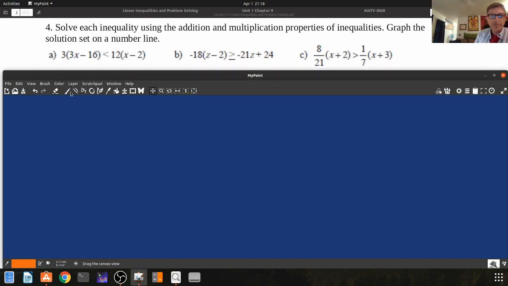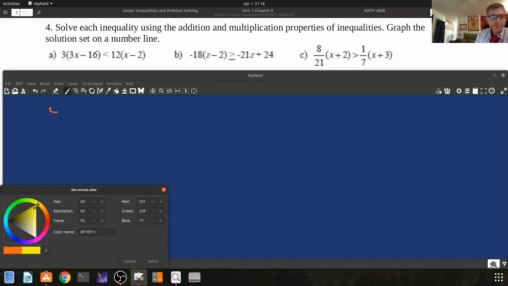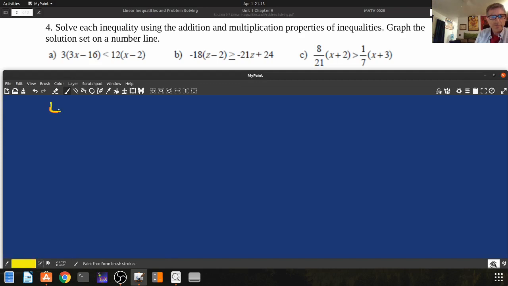And this is a good one because it requires us to use the principle of clearing denominators. So this is 4c, and it's 8 over 21 times x plus 2 is greater than 1/7 times x plus 3.